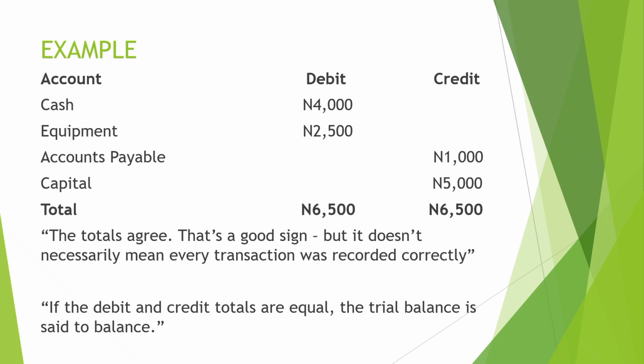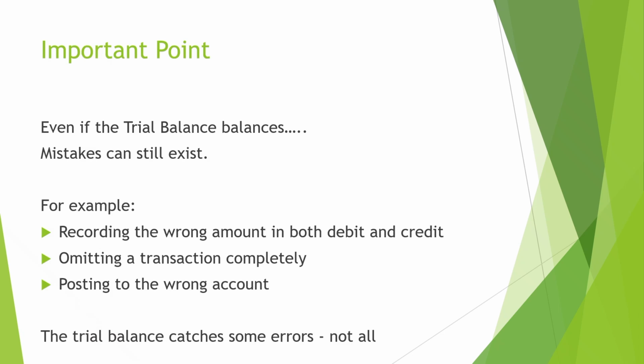But it doesn't necessarily mean every transaction was recorded correctly. What am I trying to say? It means that you might have made a mistake and your trial balance will still balance. So don't celebrate yet, don't jubilate yet. But then on a general note, if the debit and credit totals are equal, the trial balance is said to balance.